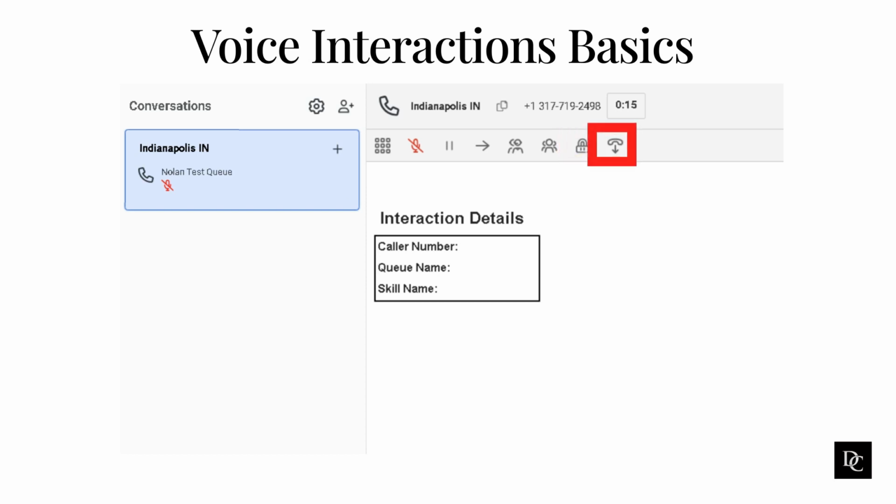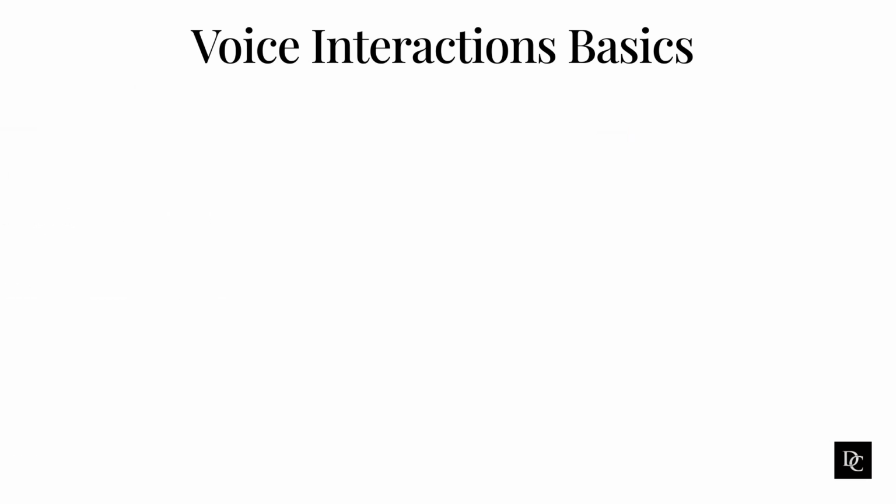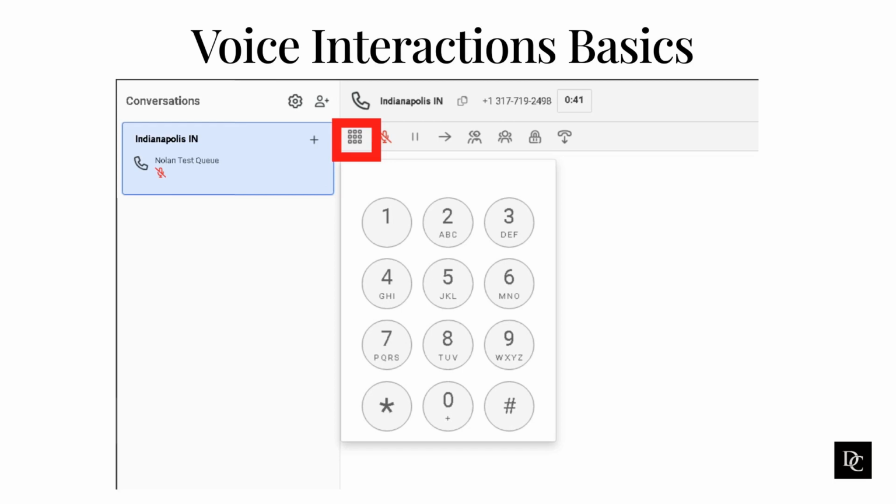Either party can end a voice interaction. To end a call as an agent, click End Call. You can also enter numbers that automated call systems recognize, such as an account number or a menu selection, during a voice interaction or active business user call.